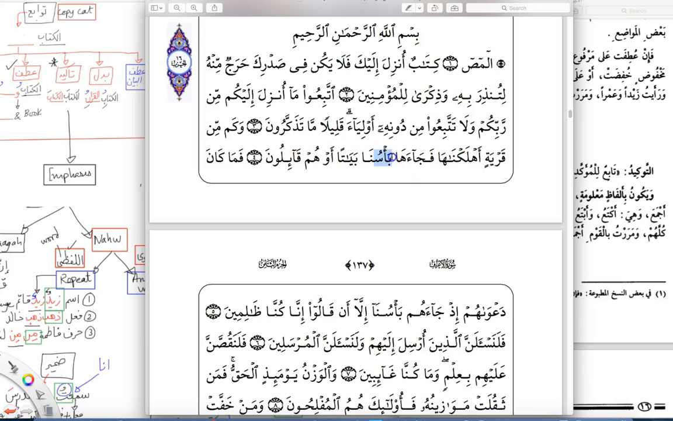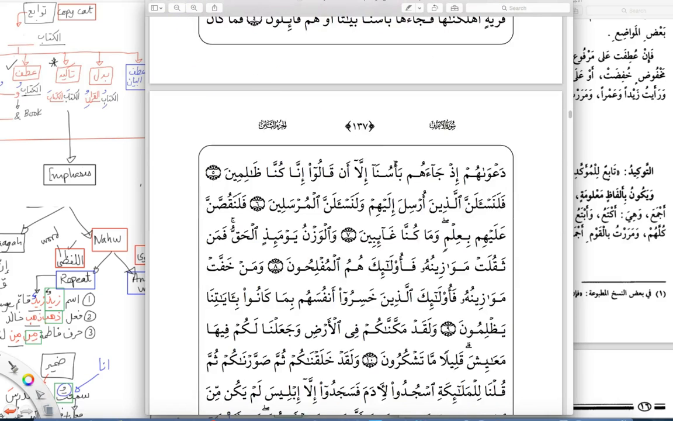Okay, let's go down a bit. جاءها بأسنا. So بأسنا, this is the fa'il of جاءها. بأسنا, جاء is the fi'il. بأسنا, بأس is mudaf and na is mudaf ilayh, and that becomes the fa'il of جاء. Okay, جاء. That's marfu state.